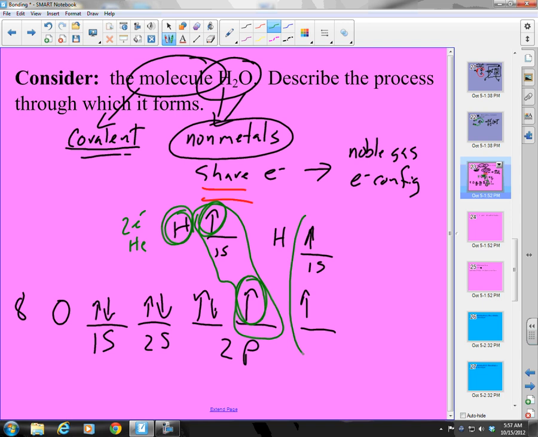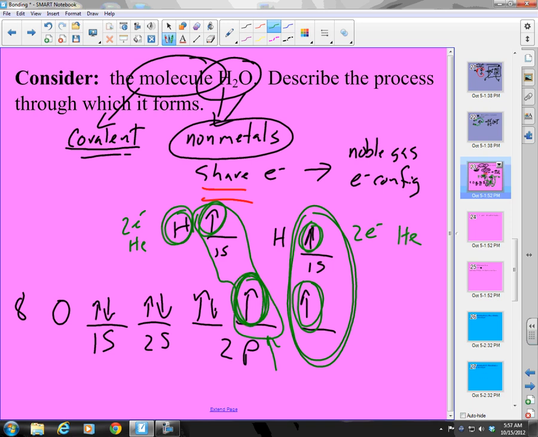And if these 2 orbitals overlap, then this hydrogen sees this electron and this electron, so it feels 2 electrons, and it has a helium noble gas configuration. What about the oxygen? Well, this 2p orbital right here sees this electron and this electron because this s is overlapping this 2p orbital. This s is overlapping this other 2p orbital.